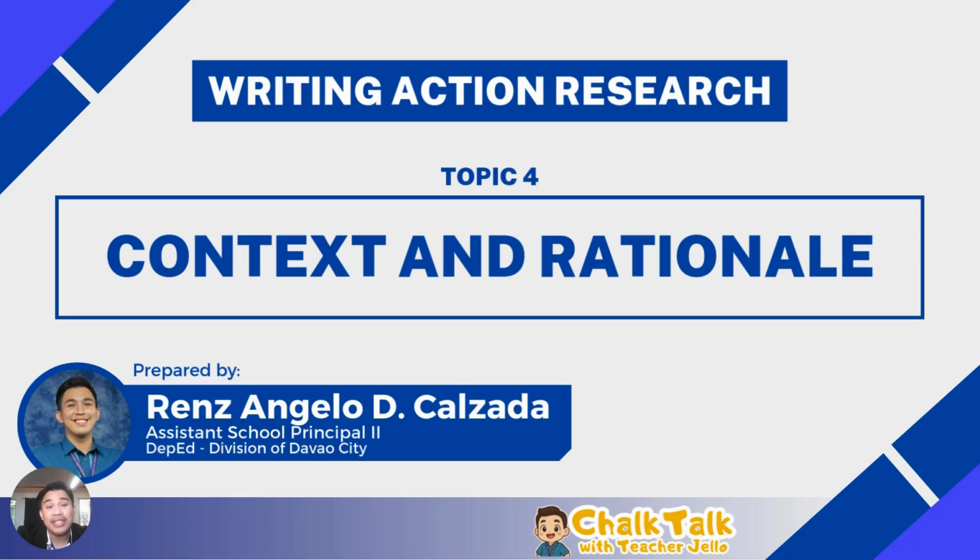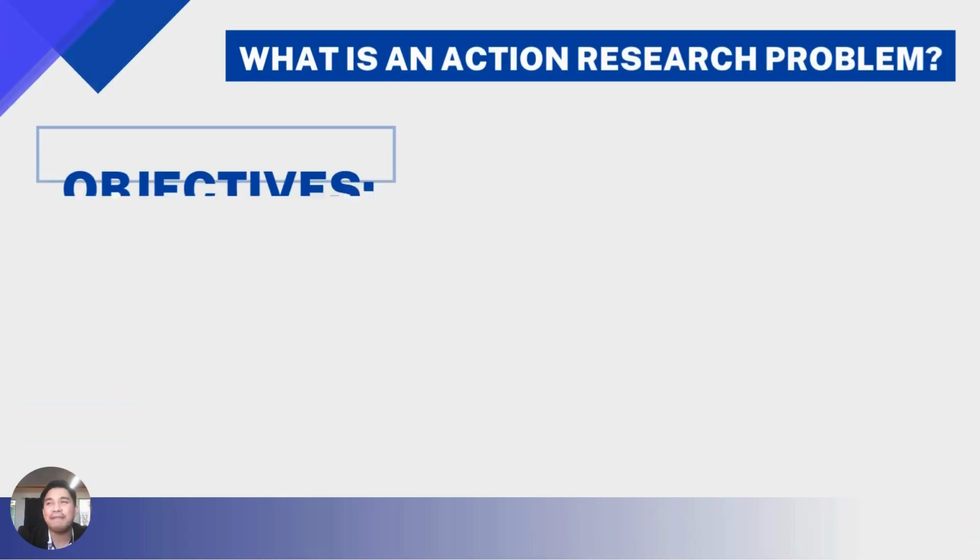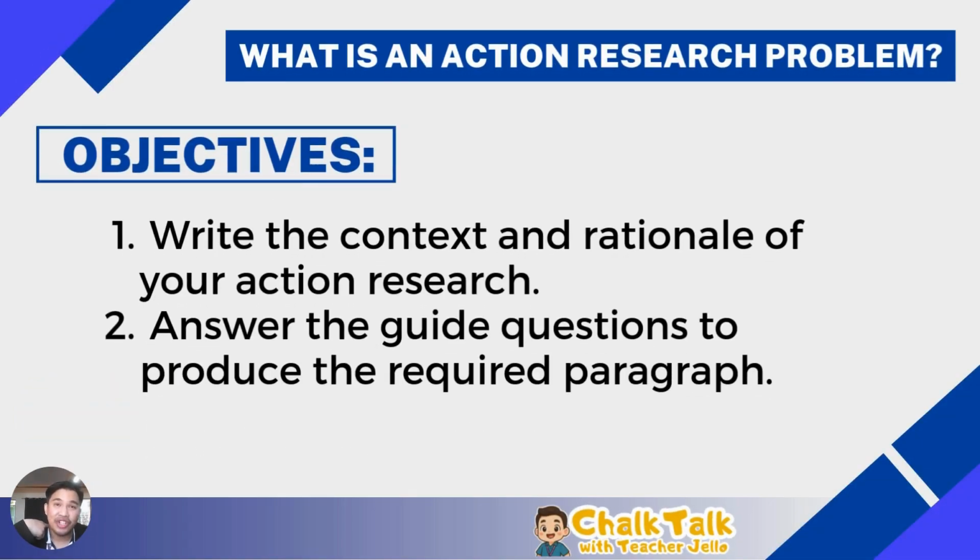Now, let us now proceed with the second part of your action research proposal, and that is the context and rationale. So this is the first part of the action research proposal wherein you will be dealing with paragraphs. Dito na natin isisiwalat kung ano yung magiging problema, ano yung mga naging experiences ni teachers, okay? And for this topic, we have the following objectives. Number one, you are going to write the context and rationale of your action research. Pangalawa, answer the guide questions to produce the required paragraph.